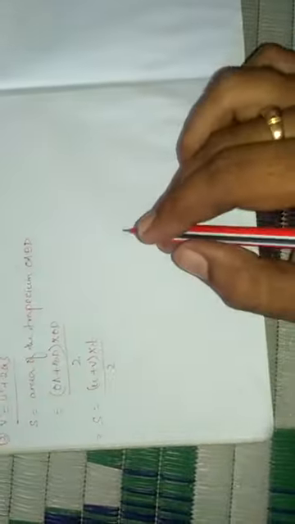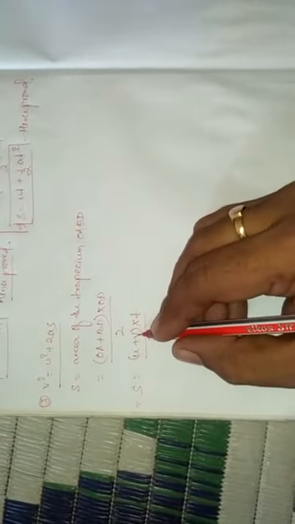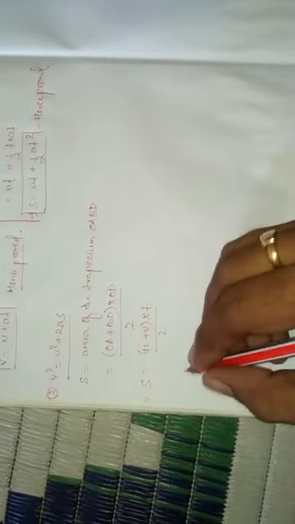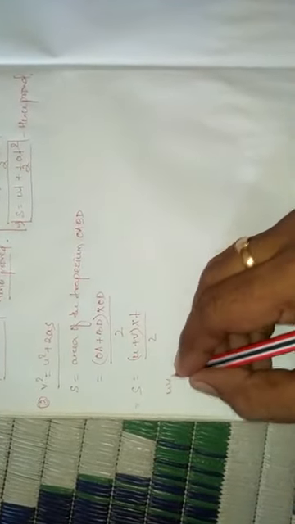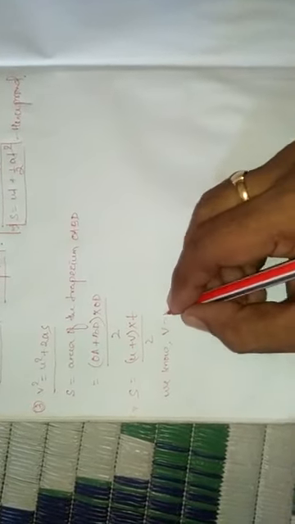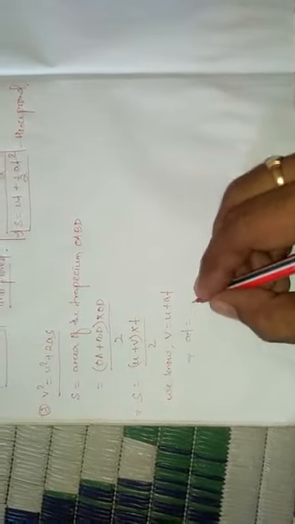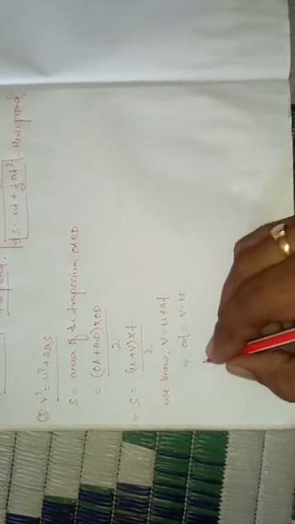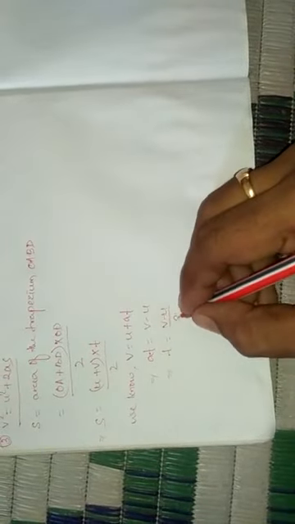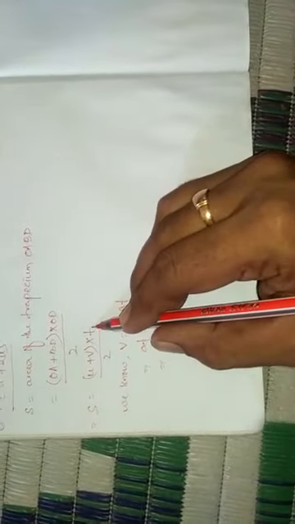Now what we have to do is eliminate the time t. To do that, we use the first equation, v equals u plus at. From v equals u plus at, this implies at equals v minus u, or this implies t equals v minus u by a. Now this value of t we have to replace here.